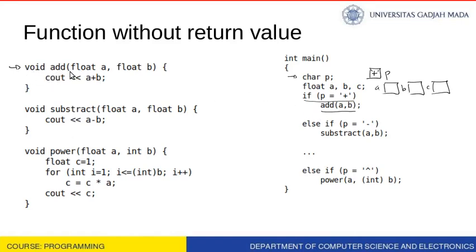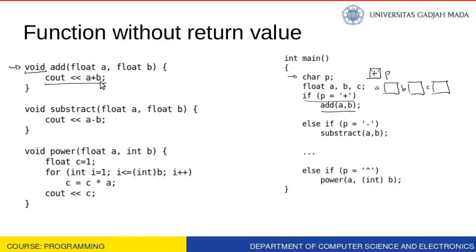function call, and then because this function does not have any return value, then the data type will be void. It means that this function doesn't have any return value. And you can see that inside of the function we don't have any keyword return. Okay, so this function will just directly print out the result of the addition between a and b.